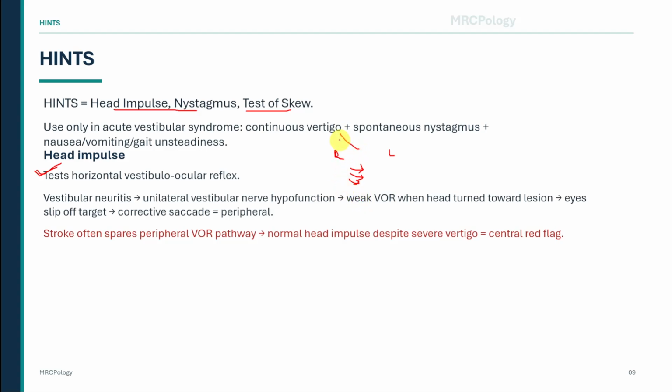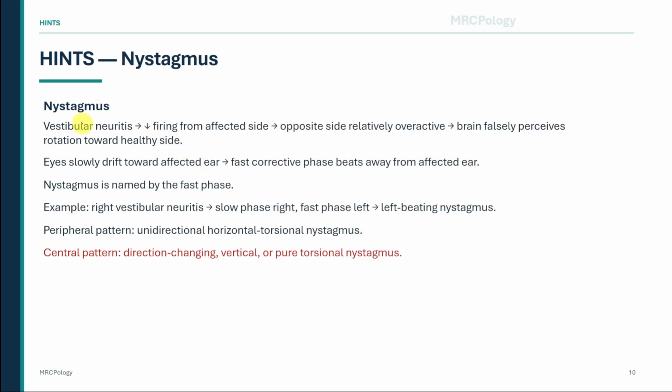MRCP trap. In severe continuous vertigo, a normal head impulse is worrying. Stroke can produce severe vertigo while sparing the peripheral vestibulo-ocular reflex pathway, so the eyes remain fixed on target even during the head impulse test. Normal head impulse in acute vestibular syndrome is a central red flag. Next, assess nystagmus. In vestibular neuritis, the nystagmus is usually unidirectional horizontal torsional. It keeps beating in the same direction, although the intensity may change depending on gaze direction. Central nystagmus is more concerning when it is direction changing, vertical, or pure torsional.